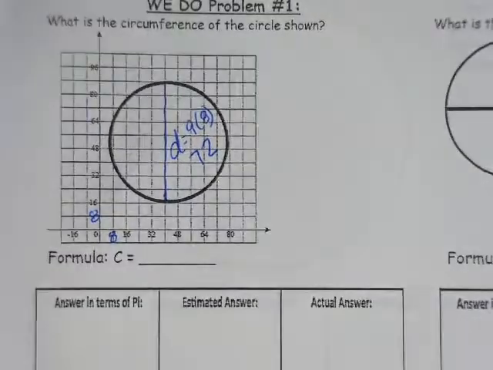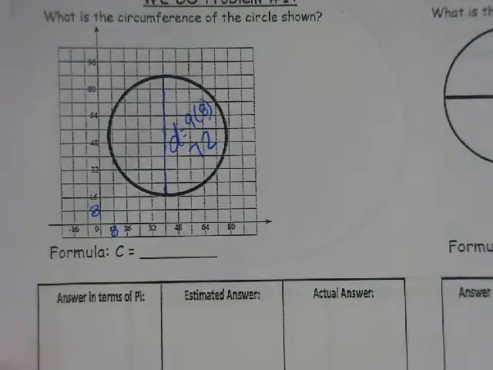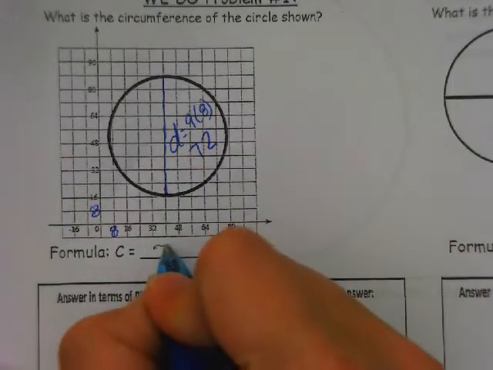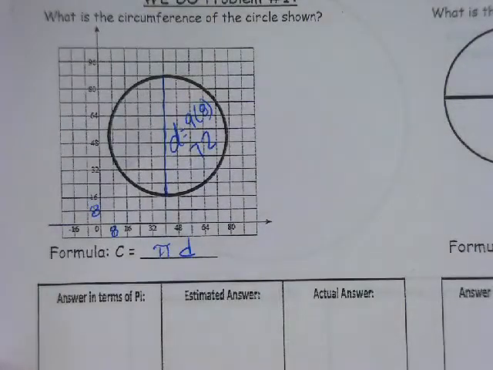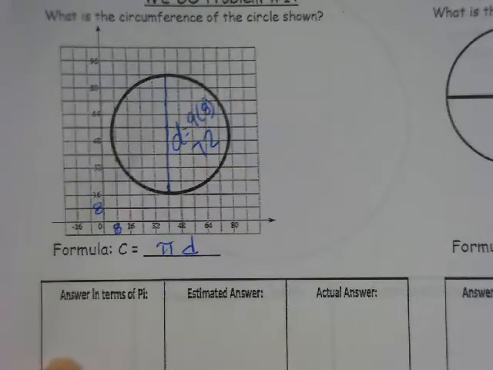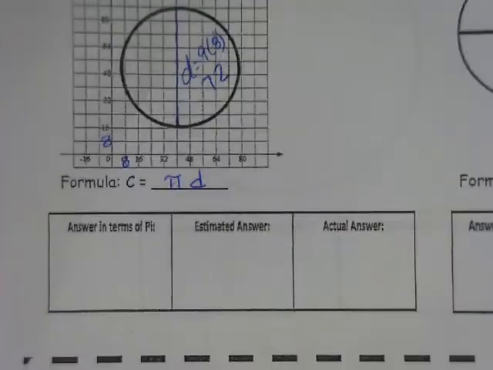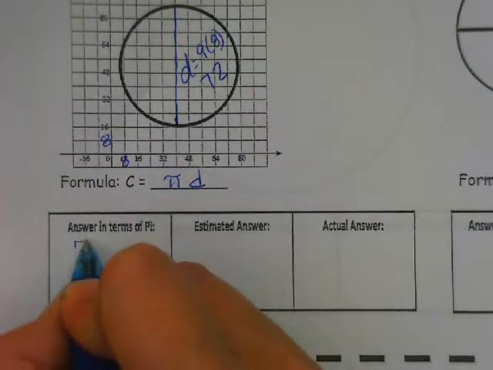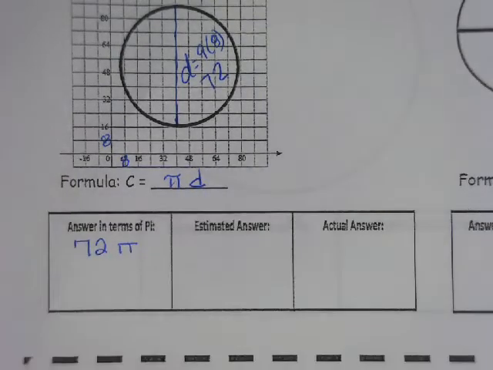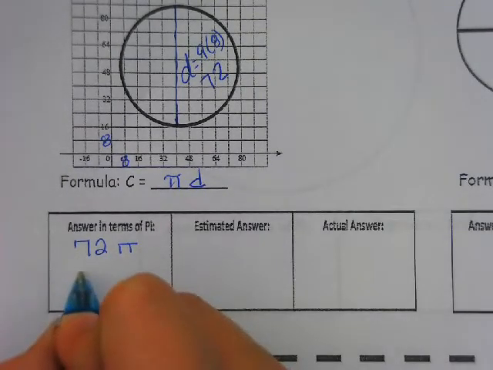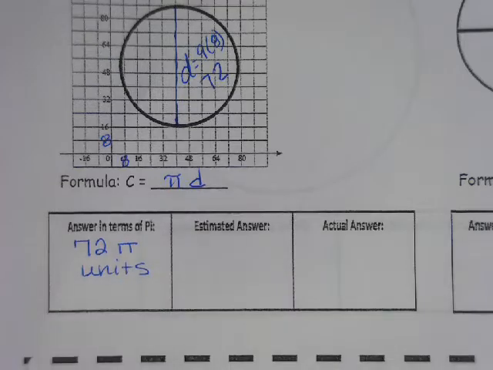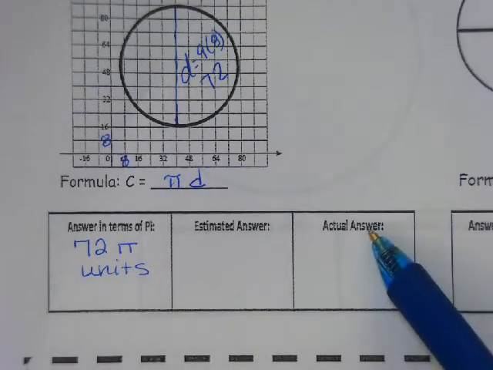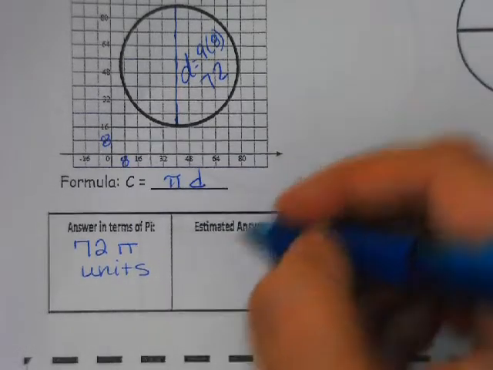72. Does everyone see how we got that? What formula do we want to use? Pi d or 2 pi r? Pi d. What would be our answer in terms of pi? 72 pi. Good. That's all we need to do, right? 72 pi units. Can we write an actual answer? Is 72 a multiple of 7? No, but we can do an estimated answer.